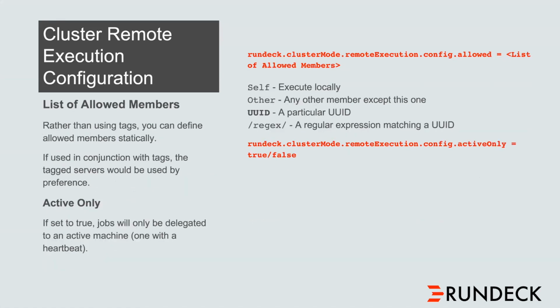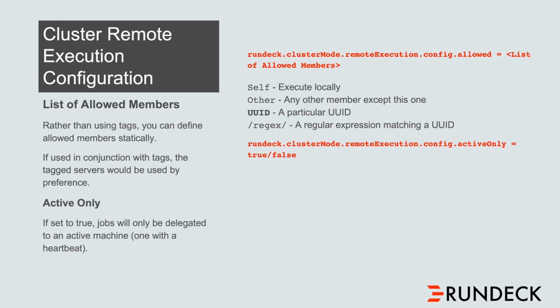Okay, the next method of configuration for allowing servers to be job owners effectively is just called allowed. And I referred to it earlier. This is static configuration. You're not using tags, which can be dynamic. The options you have if you're doing allowed are self, which says, I'm the one that's going to do my job. Other, anybody else except me.